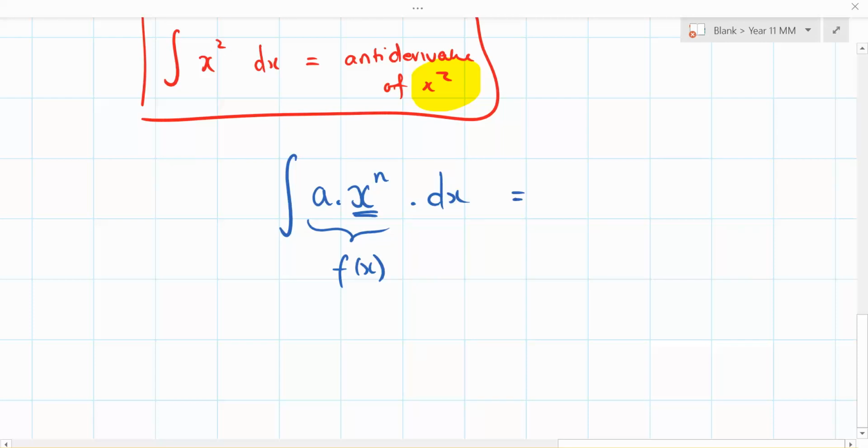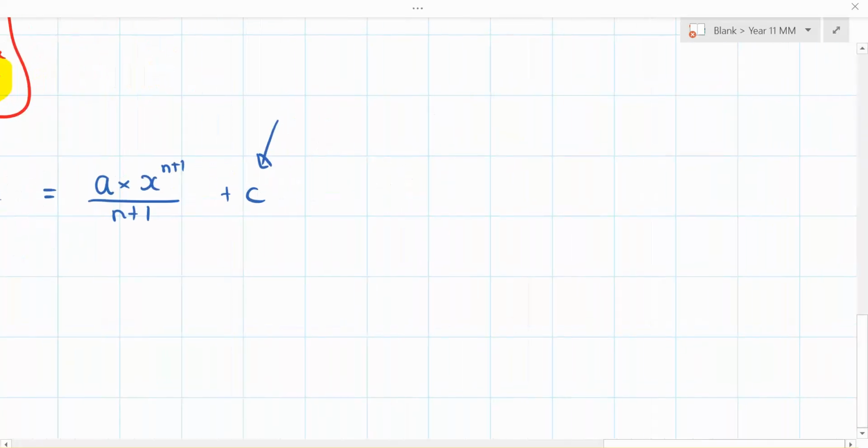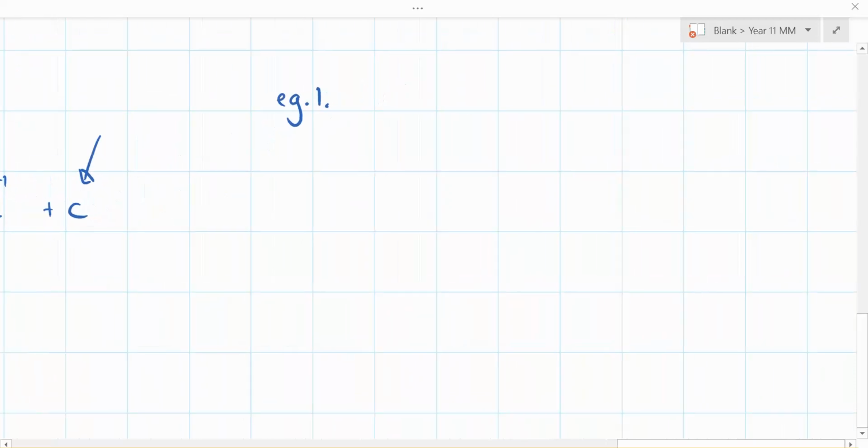According to this, the rule that I gave to you in class was a multiplied to x to the power of n plus 1 divided by n plus 1, plus c. If you remember, I told you that there's always going to be a plus c because when you find the derivative, all the constants become 0. So when you find the antiderivative, you're unsure what the constants are. If that didn't make sense to you because you missed out in class or you forgot what I said, here's a quick example.